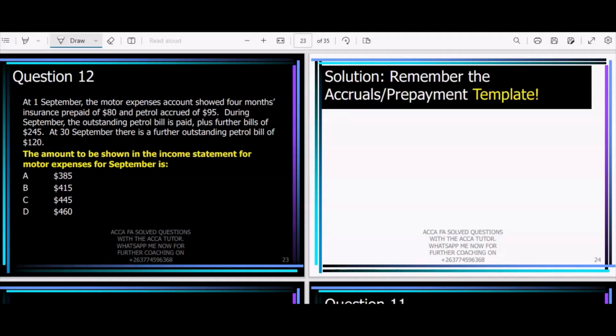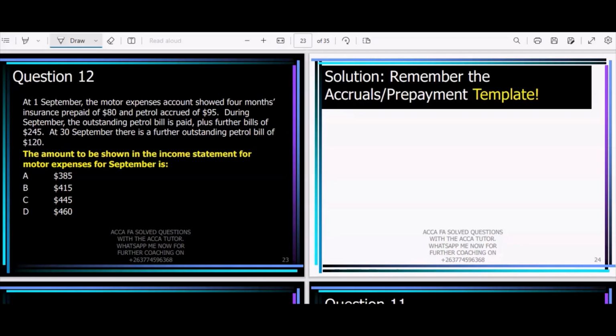Okay, ladies and gentlemen, this is our next question. At 1 September, the motor expenses account showed 4 months insurance prepaid of $80 and petrol accrued of $95. During September, the outstanding petrol bill is paid plus further bills of $245. At 30 September, there is a further outstanding petrol bill of $120.